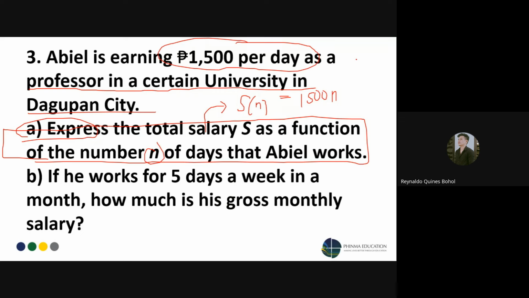How about letter B? What is the monthly salary of letter B? Just simply use this formula na nabuo natin. So S of N is equal to 1,500. Answer? 7.5 is wrong. Okay, Tertius got the correct answer, 30,000. The answer is 30,000 yung salary niya.